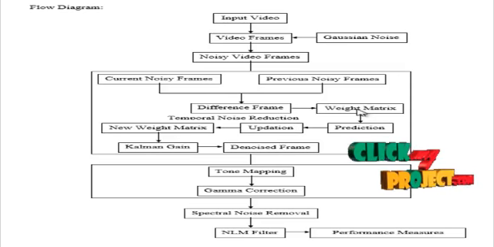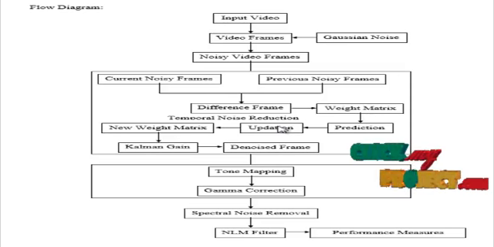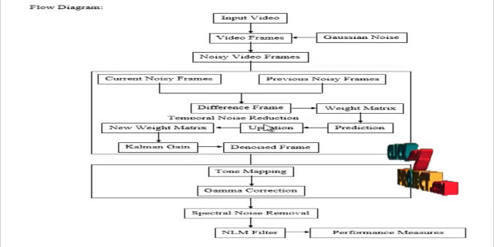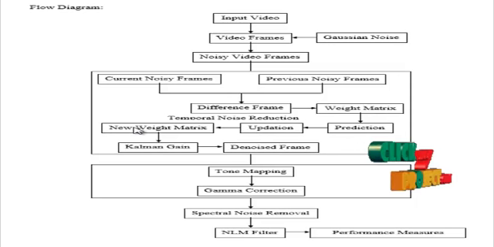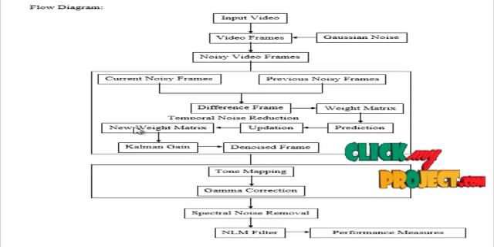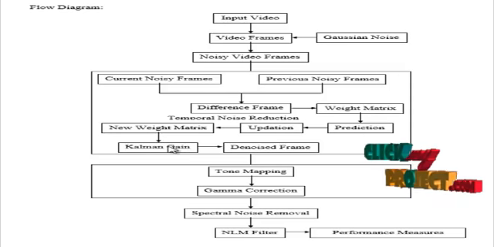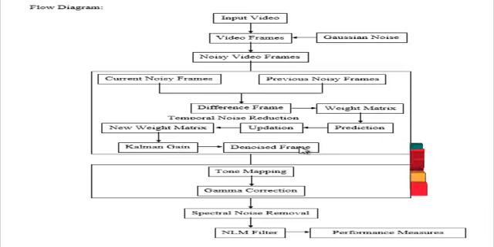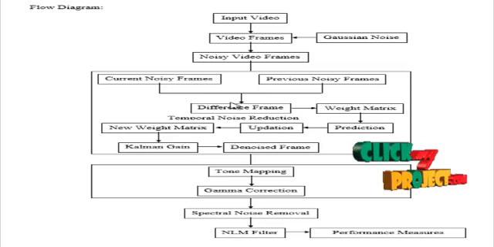After that, the weighted matrix is calculated, and the prediction and updation steps are repeated, which are the Kalman filter operations. Then the newly generated weighted matrices are obtained, which identify the noisy pixels in order to remove them from the input videos. After that, the Kalman gain is estimated, and finally it is denoised. The temporal noise reduction process is completed.